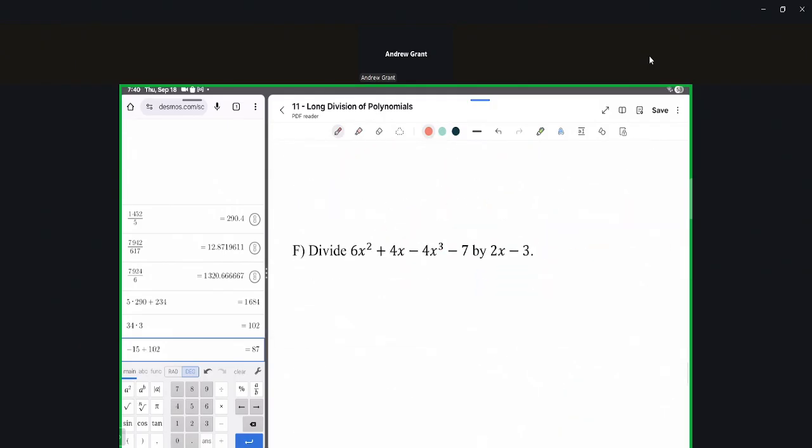So as promised, why not only divide by x? Let's divide by 2x minus 3. And now importantly, if you notice, this is out of order. So these need to be in descending degree order in order for this to work.